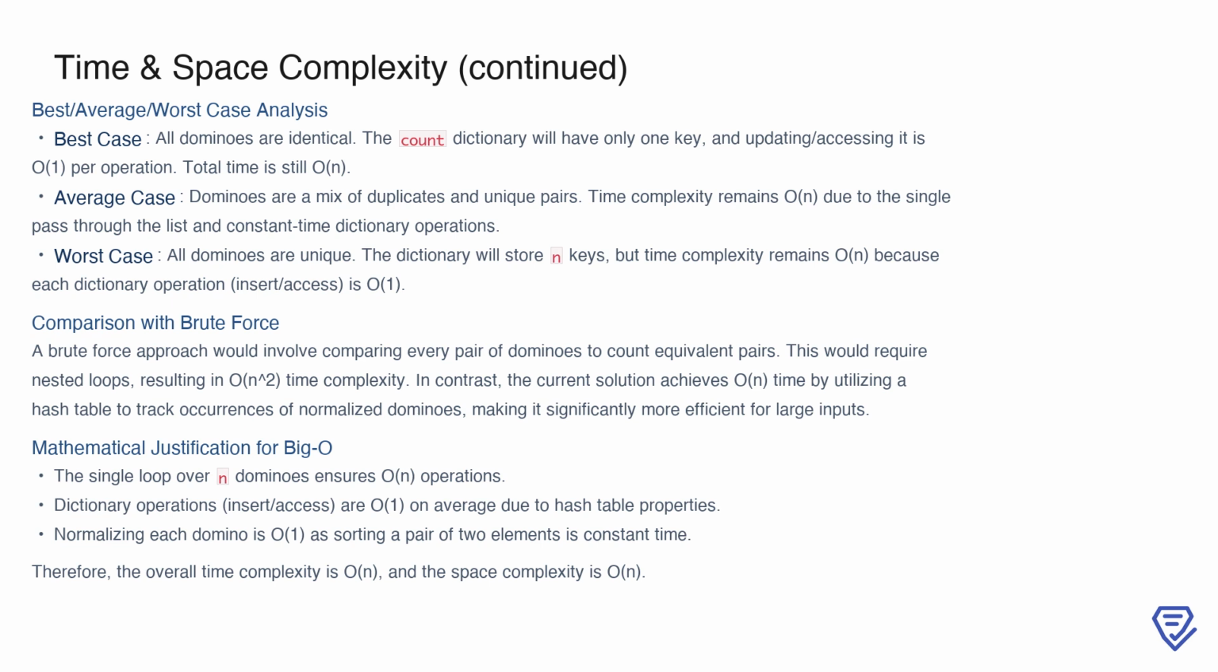Comparing this to a brute force approach, which would involve comparing every pair of dominoes and result in O(n squared) complexity, our solution is significantly more efficient. By using a hash table to track occurrences of normalized dominoes, we avoid nested loops and achieve linear time. This efficiency is mathematically justified because the single loop processes n dominoes, dictionary operations are O(1) on average, and normalizing each domino is a constant time operation. Together, these ensure that the overall time complexity is O(n), while the space complexity remains O(n).